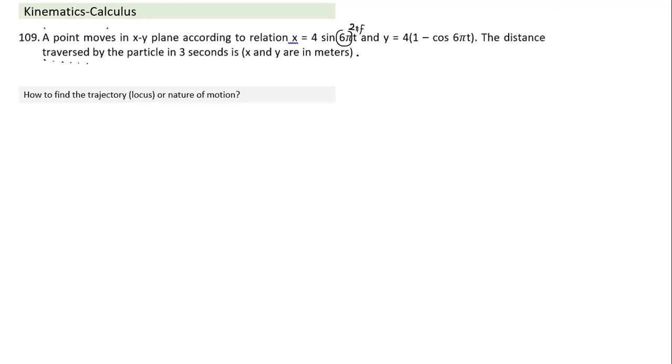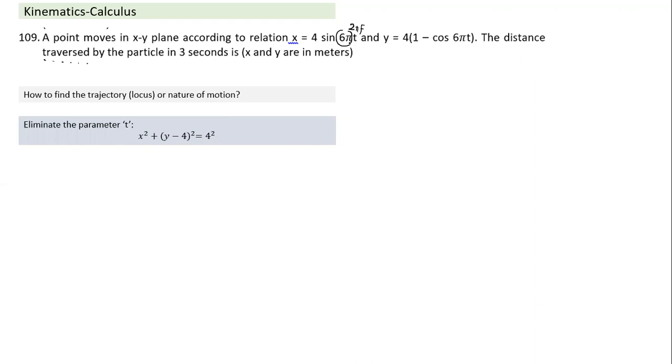So whenever it is given like this, how do you find the trajectory? What is the method? We have to eliminate the parameter here. One is a sine term, the other is a cos term. So using sin squared theta plus cos squared theta equal to 1, we can form an equation between x and y. The moment I get the equation, I understand it is a motion in a circular path. And when it's a circular path, the distance traversed can be calculated. So it is moving in a circle.